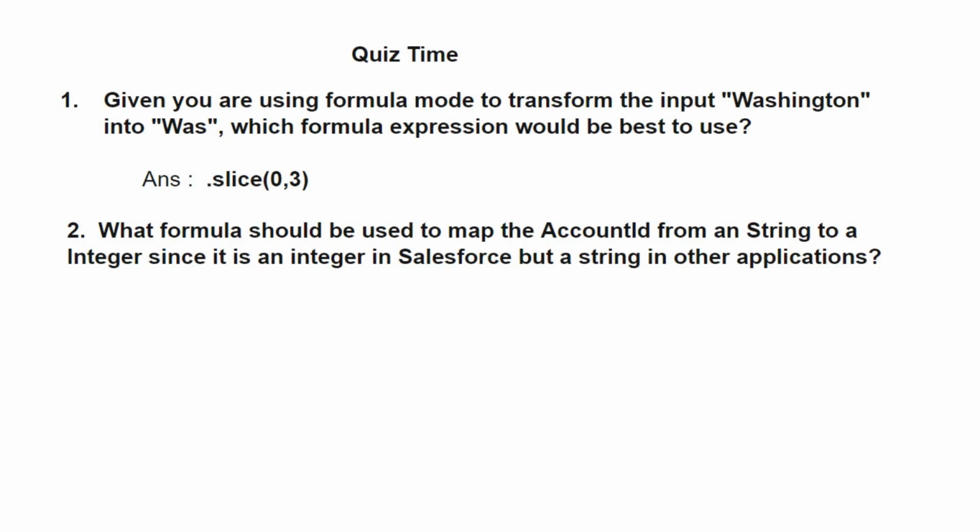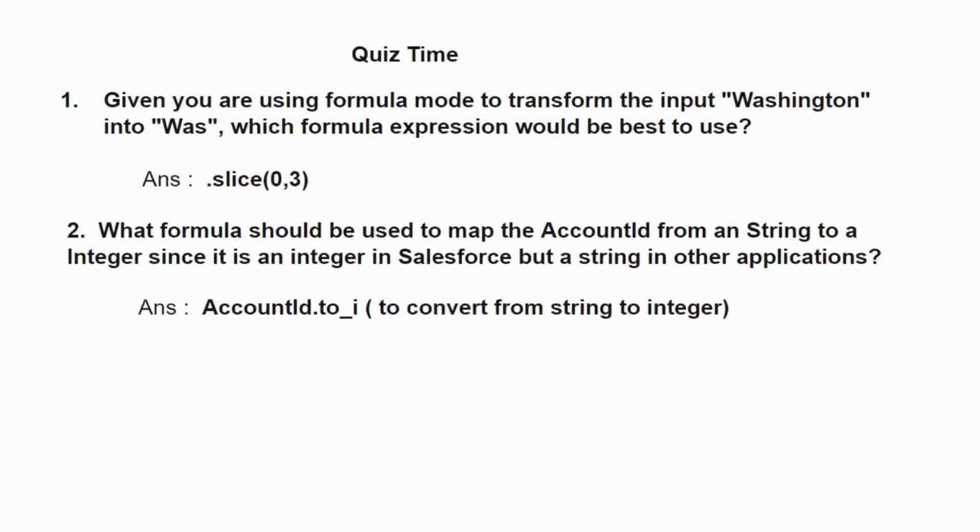What formula should be used to map an account ID from a string to an integer, since it is an integer in Salesforce but a string in the other application? Okay, very simple question. So I think everyone will get the right answer for this. Yeah, so that's absolutely right. You have to use 2i to convert from string to integer. Whereas suppose I gave a string and wanted a float, what would you have used? You would have used 2f, right?